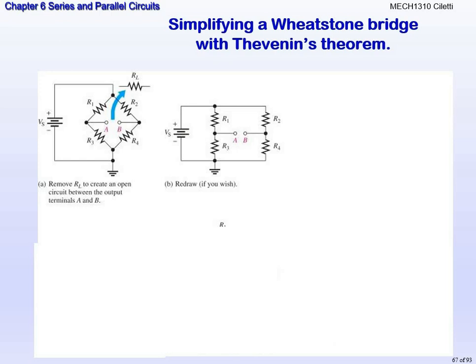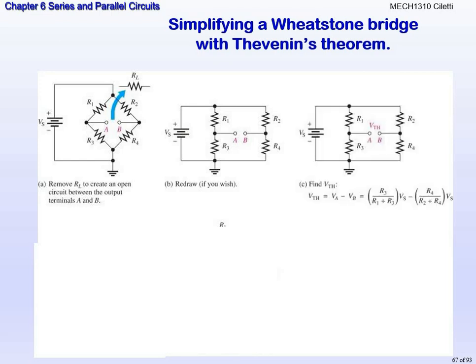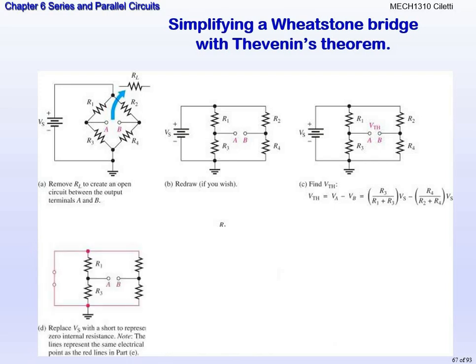First step, right? Pulling out RL. Then redraw the circuit. Use a voltage divider to calculate VA and VB. The difference between VA and VB, which we found before to be V out, is what your Thevenin voltage is. That's all that is right there. So V Thevenin equals our V out. That's really all that is. So that's our V Thevenin.